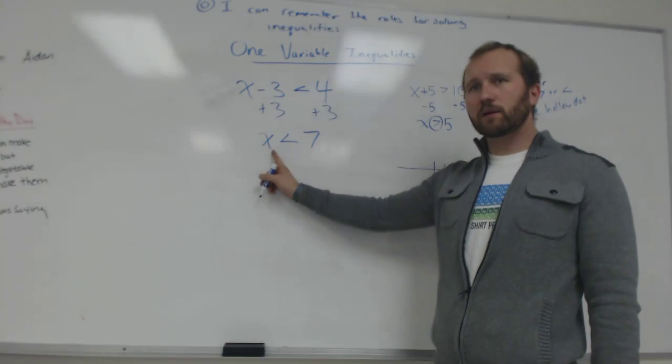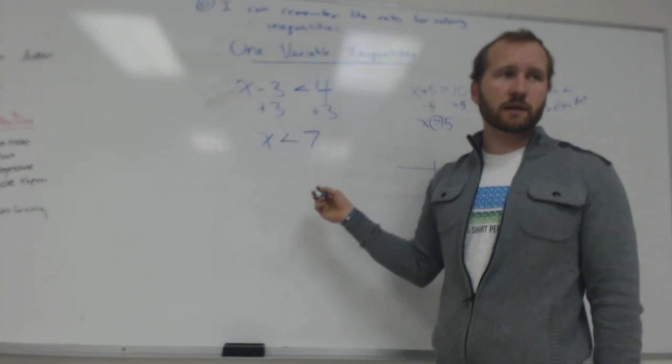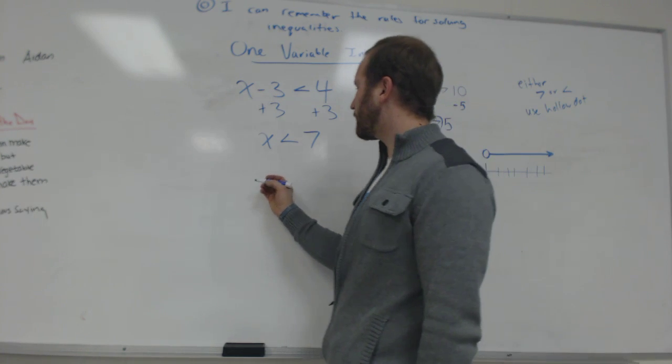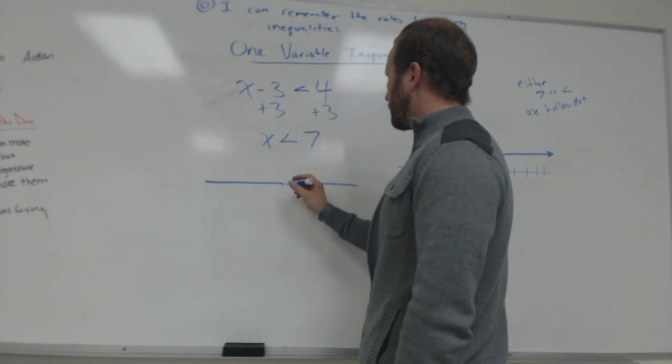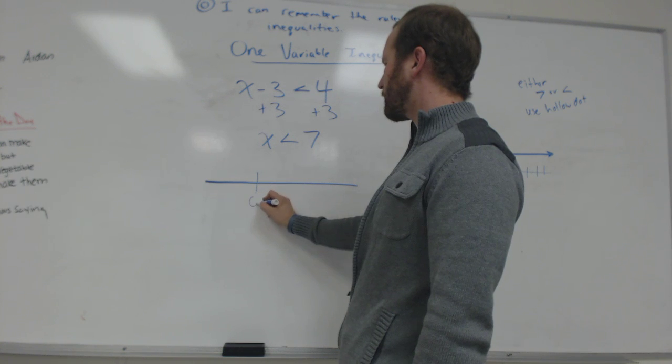I have x all alone on one side. That's all there is to this. Okay, and now I'm going to do my number line. So I'm pretty much always going to start with 0.